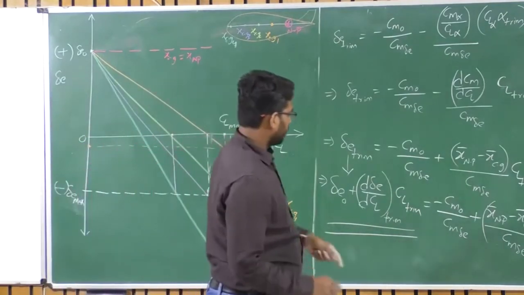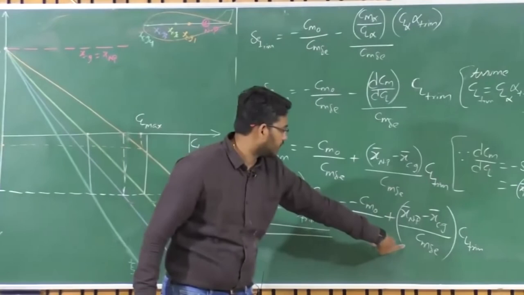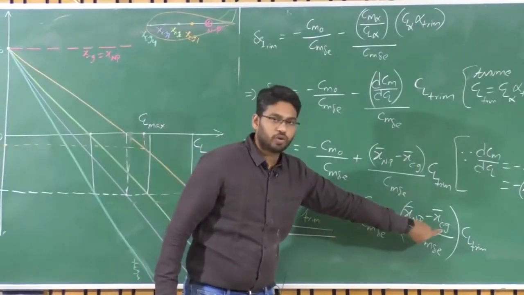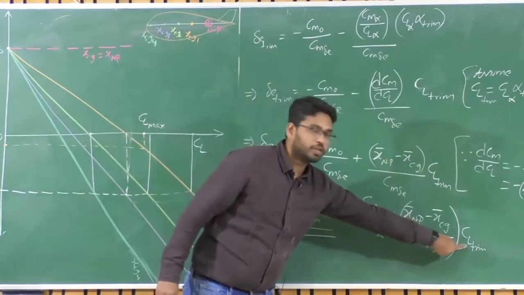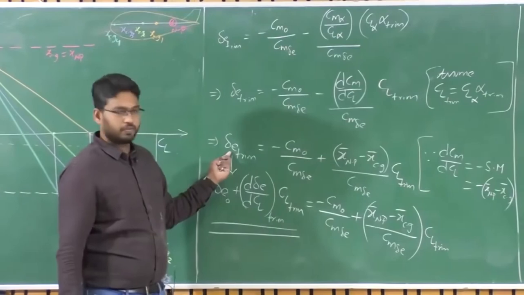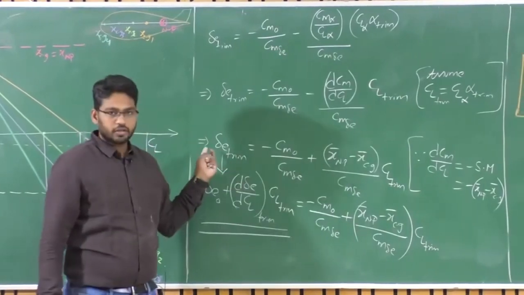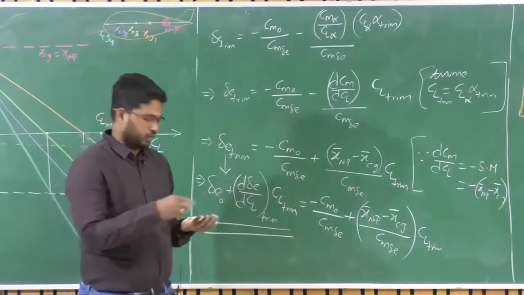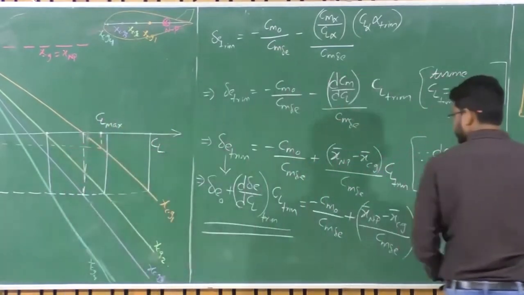So by substituting that in this particular equation, right, so what is this XNP minus XCG most forward? This becomes CL trim becomes CL maximum, right? So delta E becomes delta E maximum. Okay. By substituting those parameters in this equation, we will be able to find out what is the most forward CG location. Okay. How can I do that?